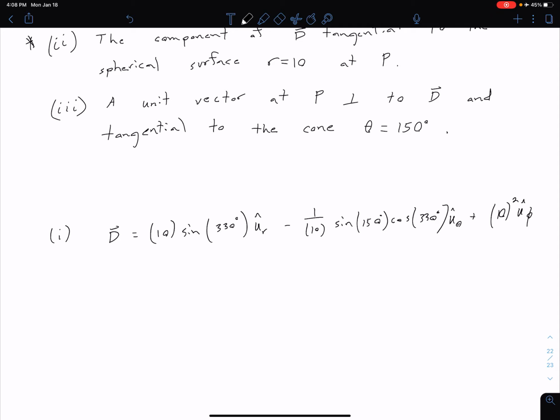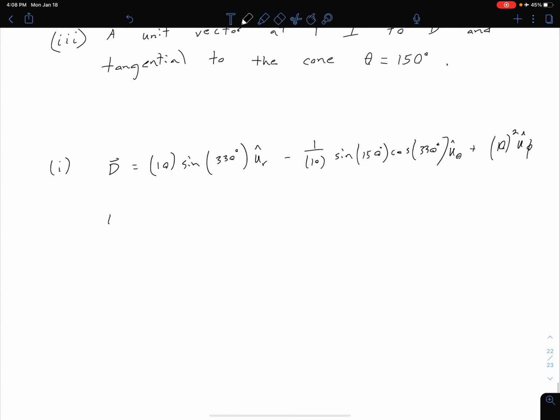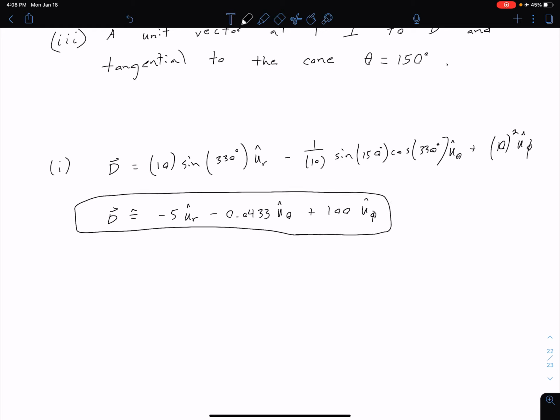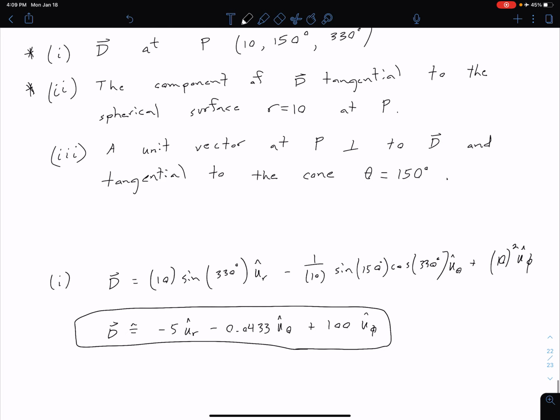So evaluating all of that, we get that our D at point P is approximately -5 in our r direction, minus 0.0433 in our theta direction, plus 100 in our phi direction. And so that would be our answer for part 1. So really just plug and chug. Now, our second question is a little more conceptual. We have to think about this a little more.